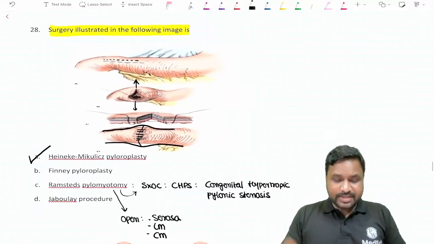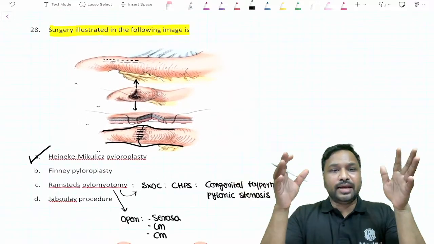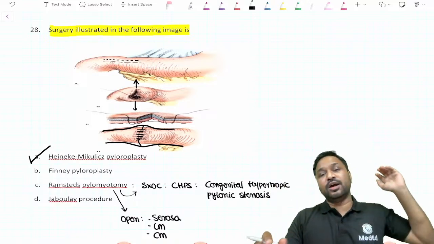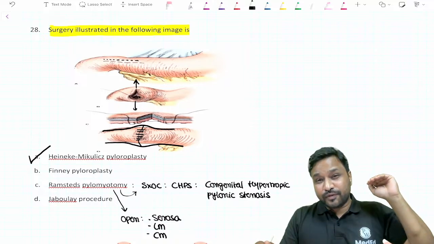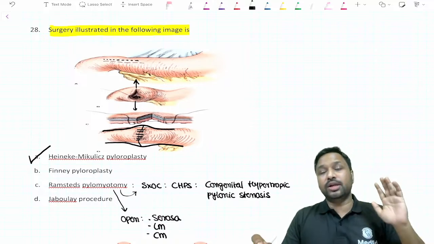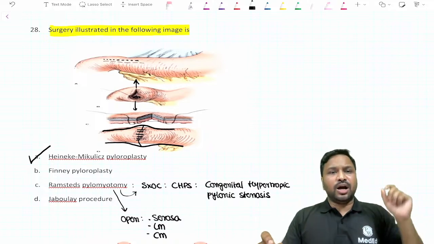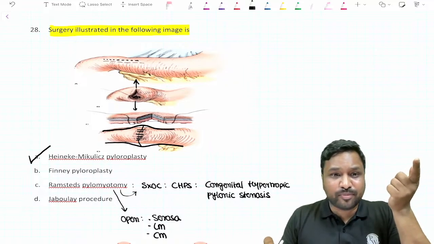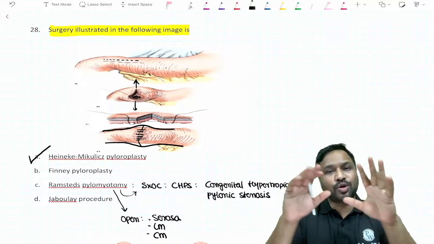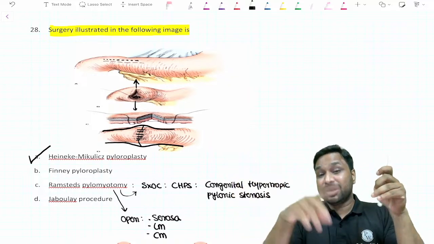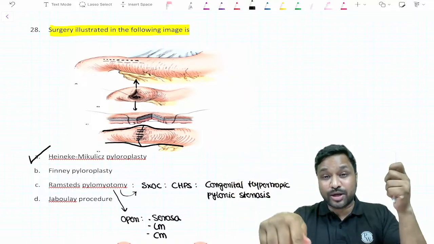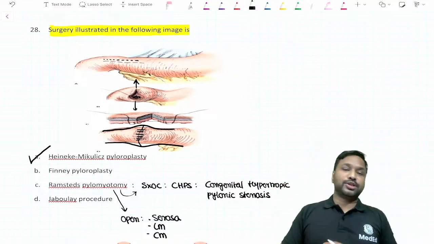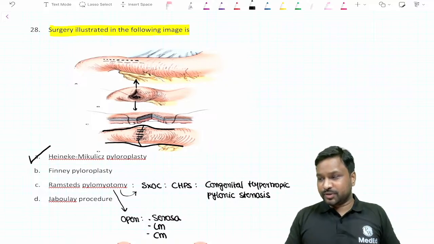Now, what is the surgery that is illustrated here? It is your Heineke-Mikulicz pyloroplasty that is done for stricture, especially gastric outlet obstruction secondary to a duodenal ulcer which has healed and resulted in stricture. Finney pyloroplasty is also for the same reason. Ramstedt pyloromyotomy is for CHPS, congenital hypertrophic pyloric stenosis. Jaboulay is also, see, Jaboulay for testis is different. That is hydrocele, sac eversion that we're talking about. Jaboulay procedure here is also a procedure's name for relieving the obstruction due to stricture. It is a drainage procedure, right?